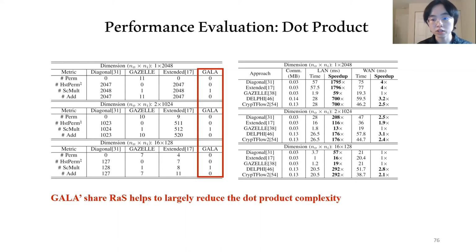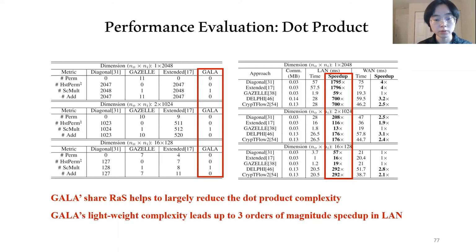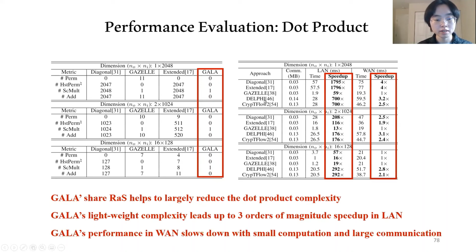As for the time cost, we can see that the lightweight complexity leads to up to 3 orders of magnitude speed up in the LAN setting. In the WAN setting, we can see that GALA's performance slows down. This is because the computation load is small and the communication load is large. Even so, GALA can still boost up to 4 times speed up.